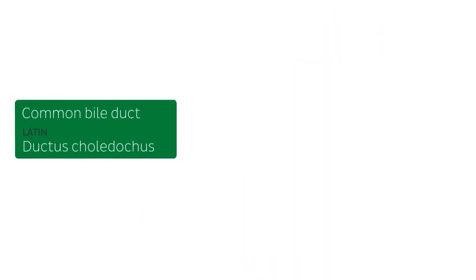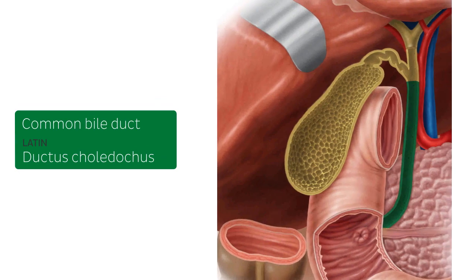Now here on this image, you can see the common bile duct in a little bit more detail. You also see here a cut of the gallbladder and how all these structures are connected all the way to the liver that is seen here retracted. Now the common bile duct is joined by the pancreatic duct to form then the ampulla of Vater.